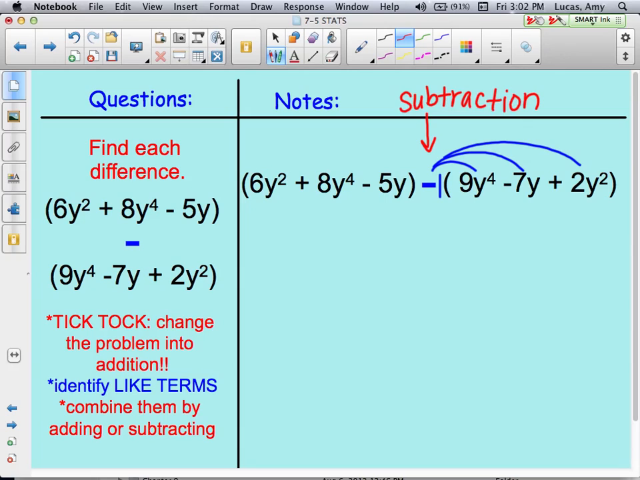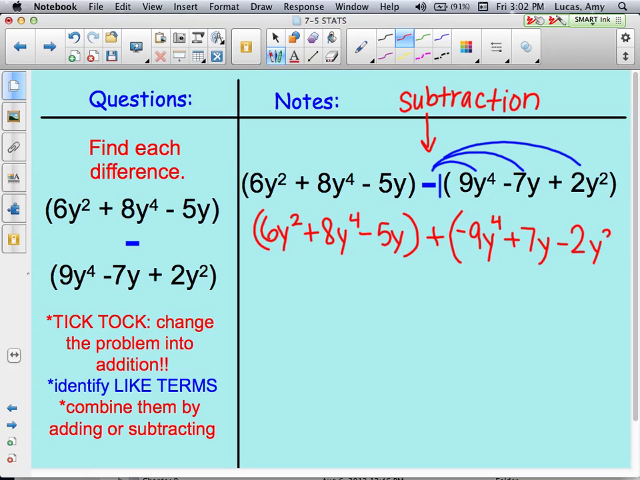So what that would look like: the first polynomial does not change, but the second one, if you change it into addition, you have to add the opposite. So the opposite would be negative 9y to the fourth plus 7y, then minus 2y squared. It's the same result you get if you were distributing the negative 1, because negative 1 changes all of their signs. Now we can, in standard form, solve this like we did the last two examples.